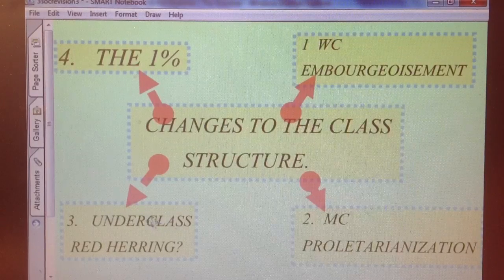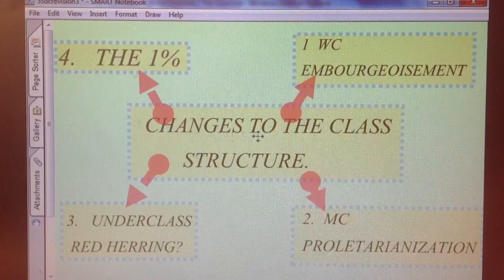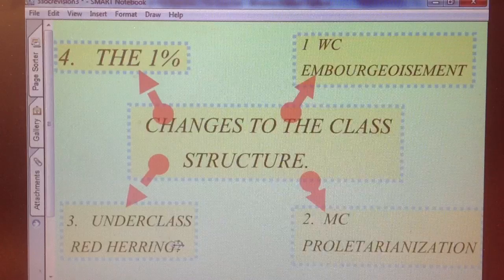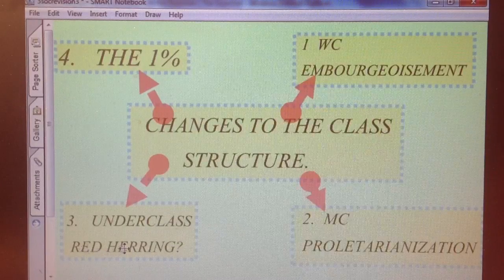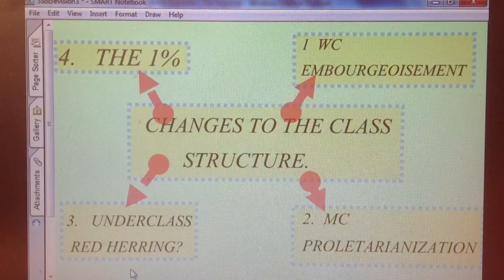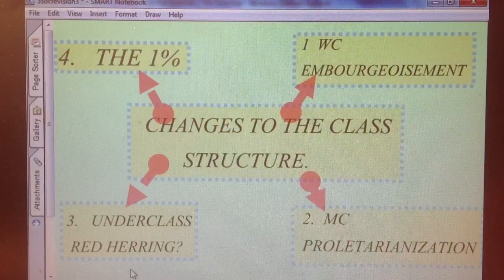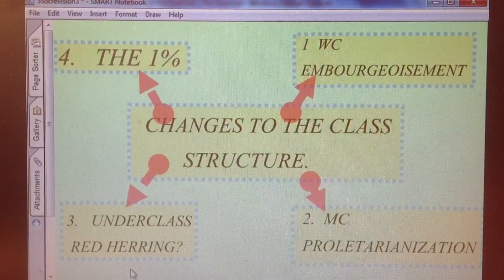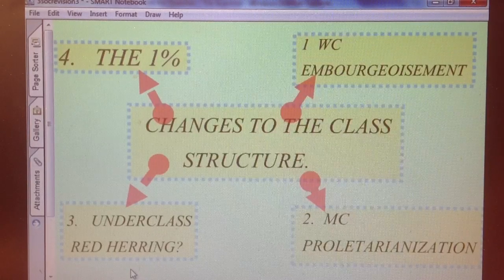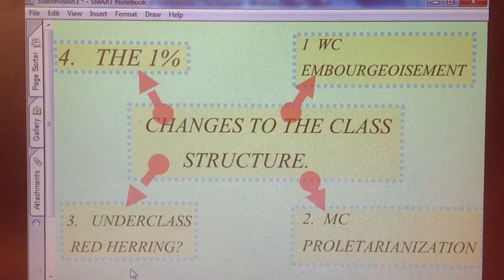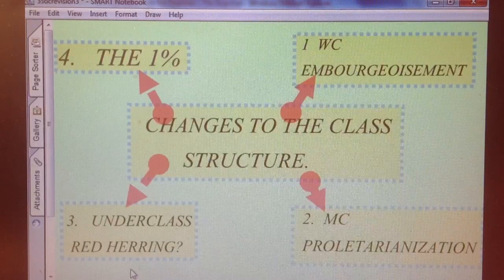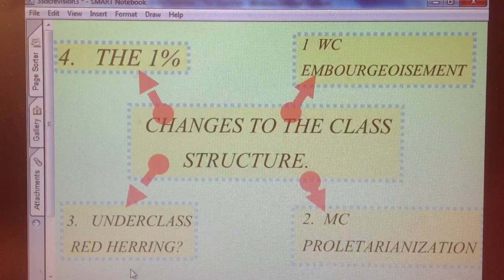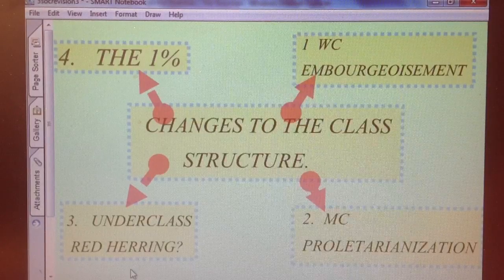Look at the underclass again, and then what we have to decide is, in changes to class structure, does it really exist, or is it a red herring, a false clue? In crime fiction, if the crime writer wants you to think that someone did it and they didn't, they'll leave false clues. And we sometimes say the underclass is a red herring, meaning it's not really there, it's just the bottom of the working class.